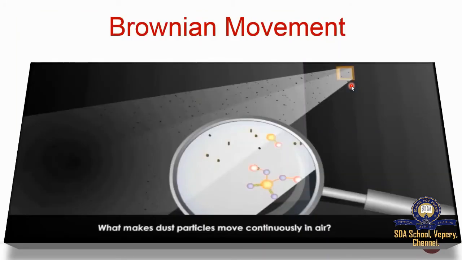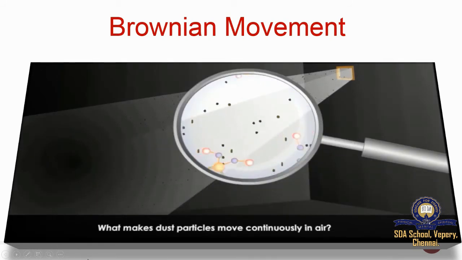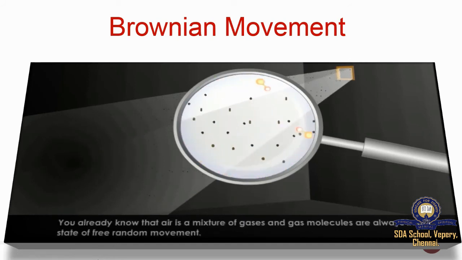Let's take a dark room again for an example. Let's observe the beam of light entering a dark room. You will find that the dust particles are constantly moving in a zigzag manner. What really makes the dust particles move continuously? It is said to be Brownian movement. What makes dust particles move continuously in air?